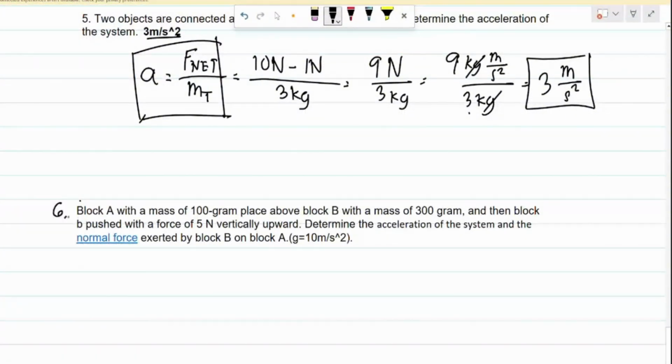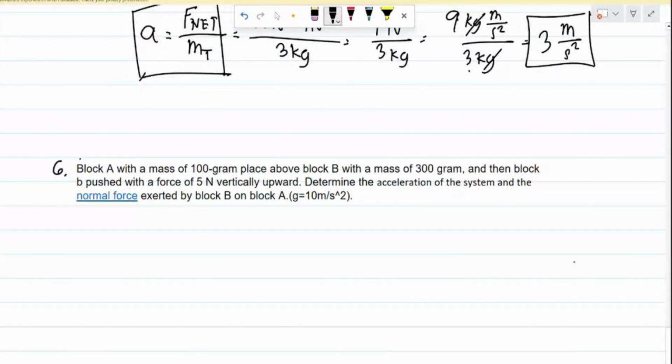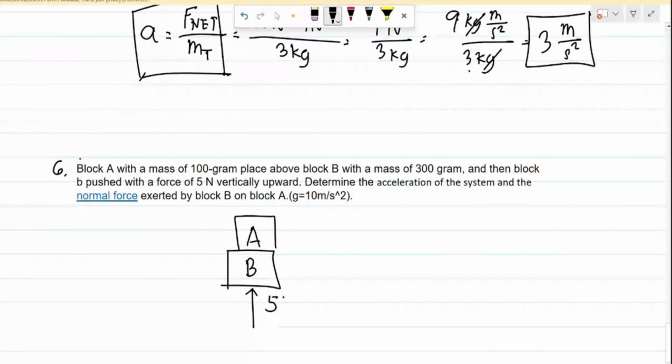Okay, problem number 6. We have here a block A with a mass of 100 grams. So, let me draw our objects. We have here our block B and we have here our block A. We also have a force of 5 newtons vertically upward, directly toward block B, upward. Block A has a mass of 100 grams, so this is 100 grams or simply 0.1 kilograms.